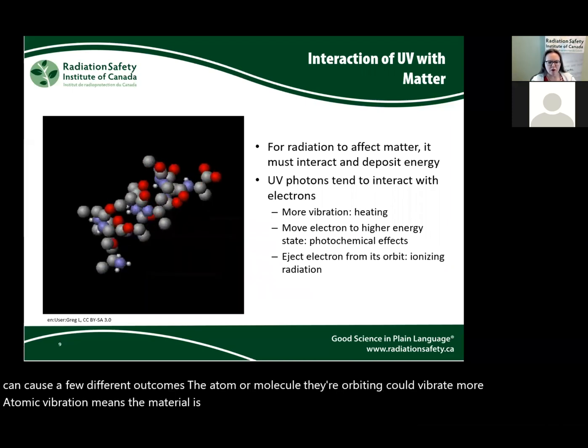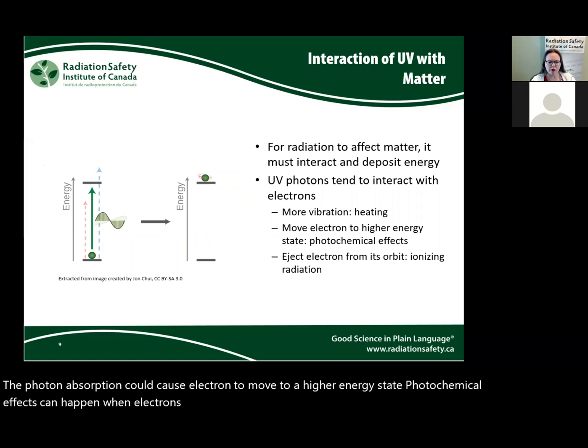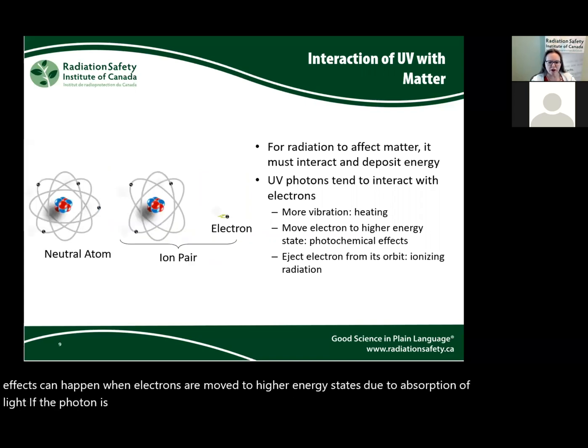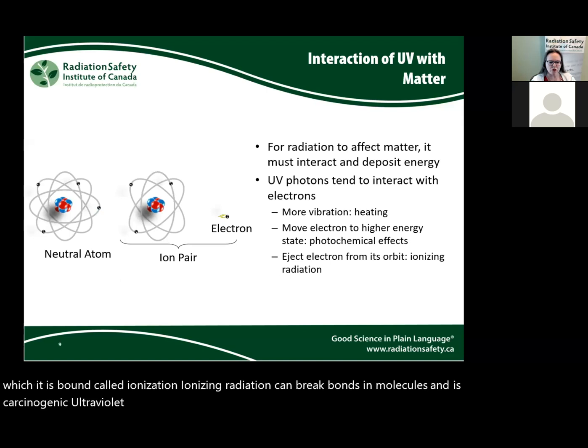The photon absorption could cause the electron to move to a higher energy state. Photochemical effects can happen when electrons are moved to higher energy states due to absorption of light. If the photon is very energetic, it can cause the electron to be ejected from the atom to which it is bound, called ionization. Ionizing radiation can break bonds in molecules and is carcinogenic. Ultraviolet radiation is in the range of photon energies where any of these could occur.